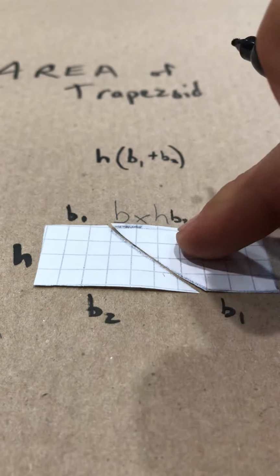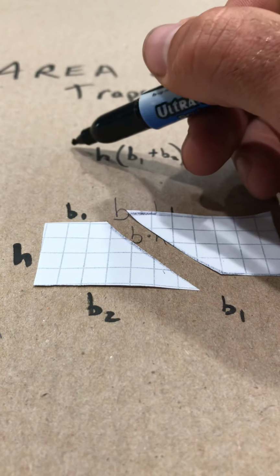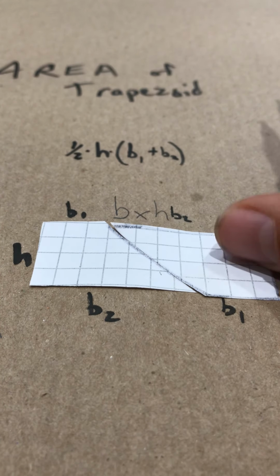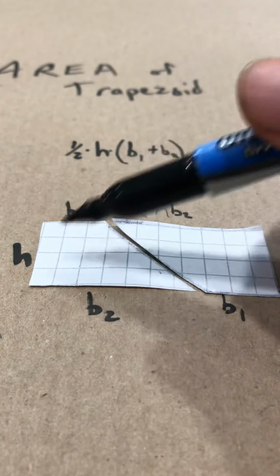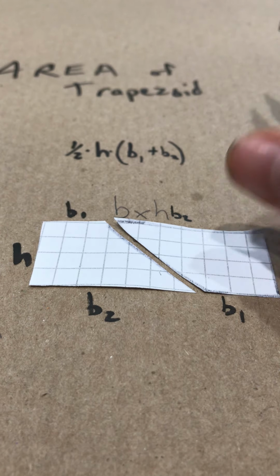And the last thing we did, we cut it in half. So you can write divided by 2, or you can just do half out here times all of that. Okay, so this is the actual formula for the area of a trapezoid. It's half of the height times whatever the bases added up together are. And that works for any trapezoid.